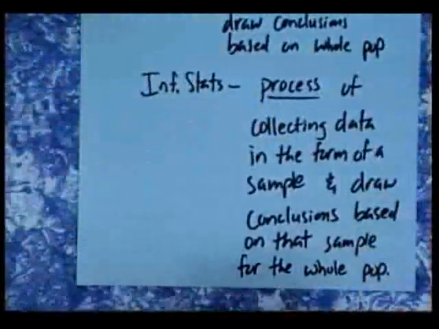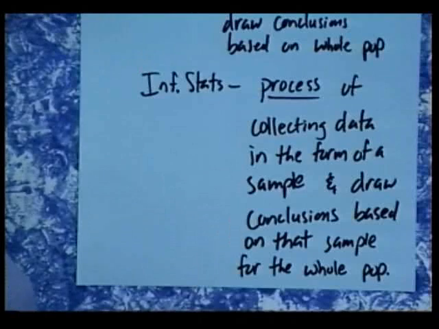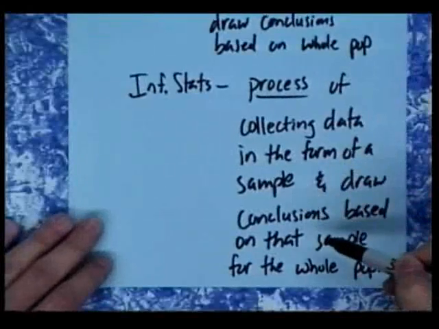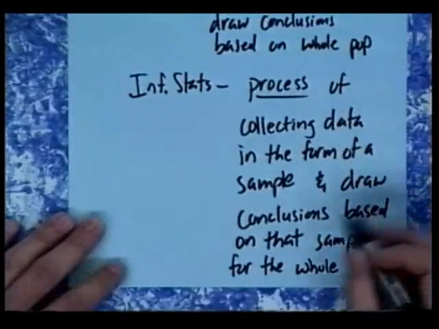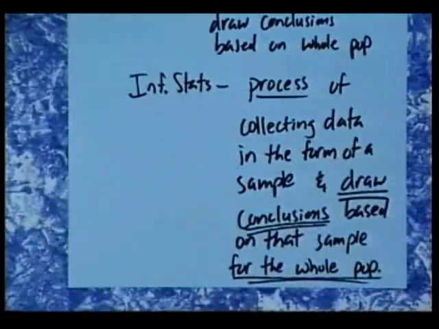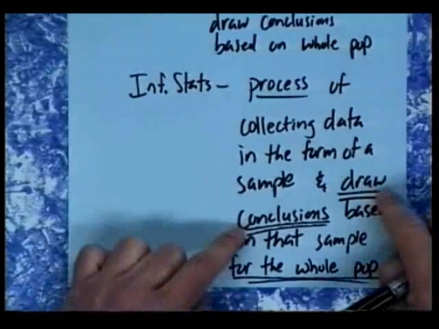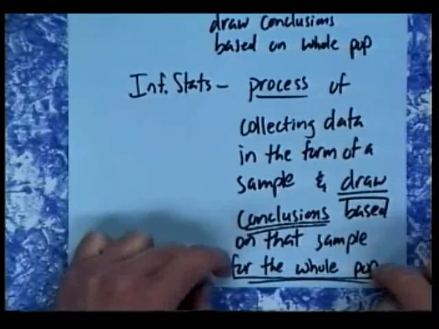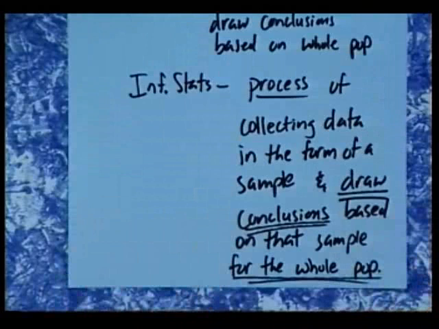So we are trying to draw a conclusion about the entire population based on the data that we get in a sample. Key: we are trying to draw conclusions for the whole population. If the data we get in our sample is flawed, then we're not going to have accurate conclusions about the whole population. I'll give you an example of this.